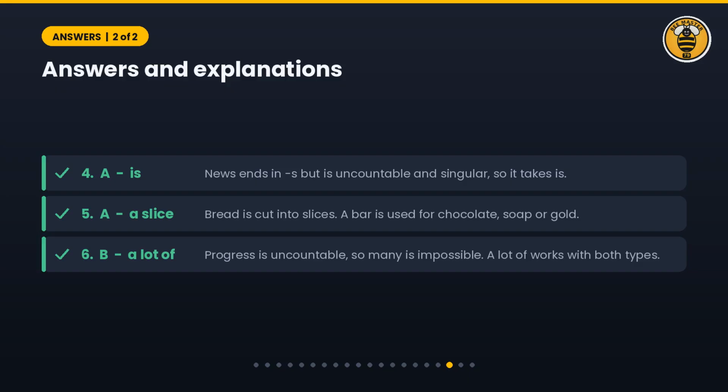Question 5. The answer is A, slice. Bread is cut into slices. A bar is used for chocolate, soap or gold. Question 6. The answer is B, a lot of. Progress is uncountable, so many is impossible here, and a lot of works with both types of noun.